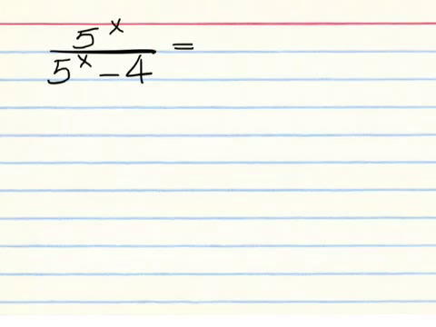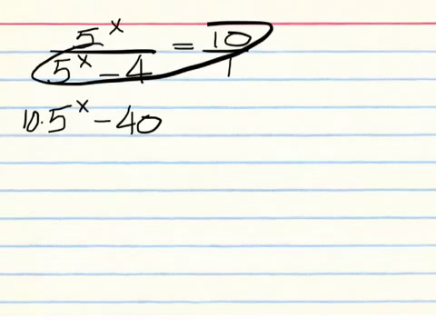In this problem, we have 5 to the x power over 5 to the x power minus 4, all of that equal to 10. Now, step 1 is to cross multiply, just like you would any proportion. When you do that, you end up with 10 times 5 to the x power minus 40 from this cross multiplication.